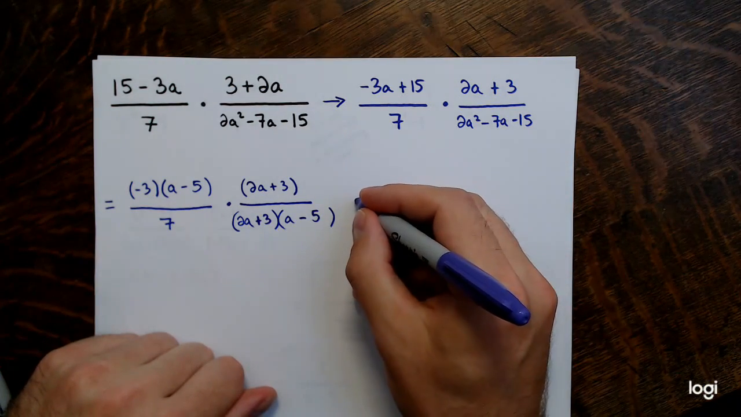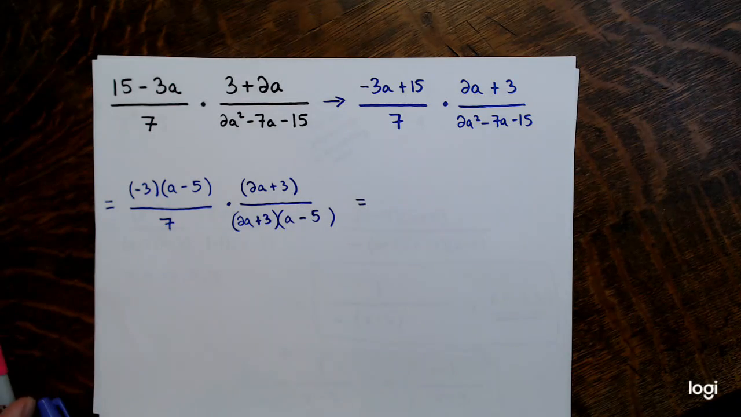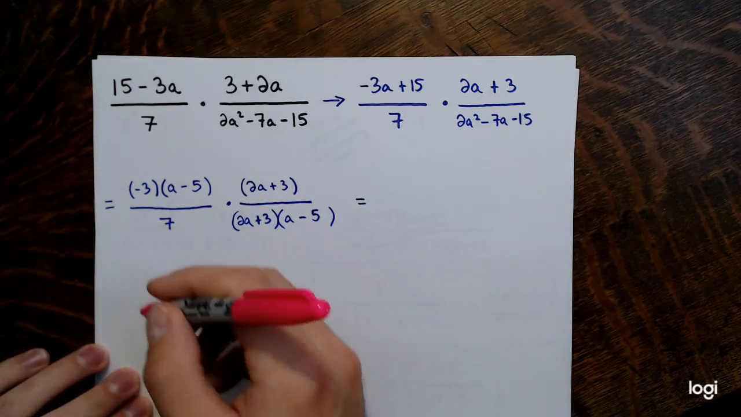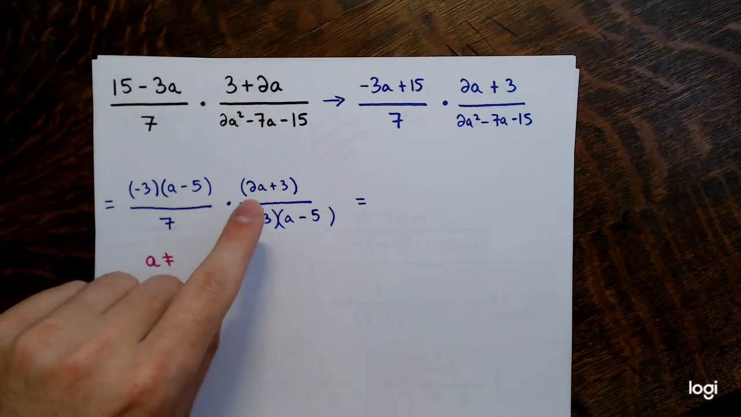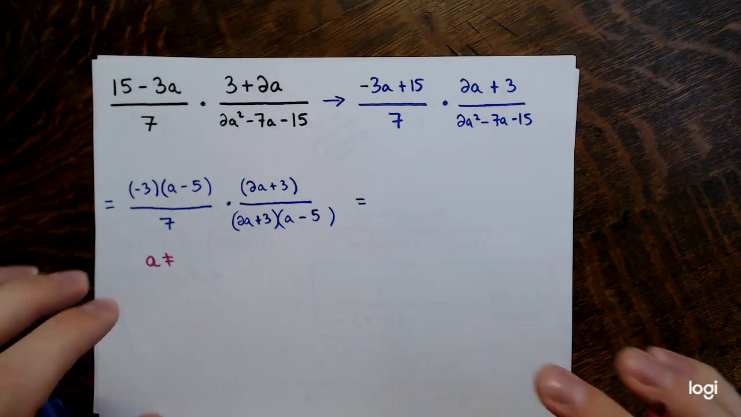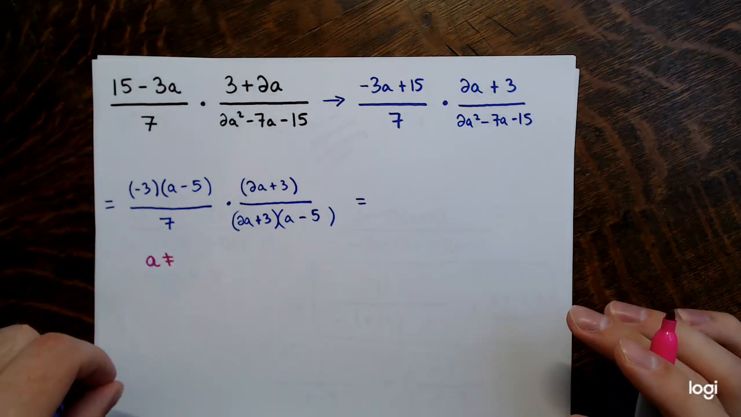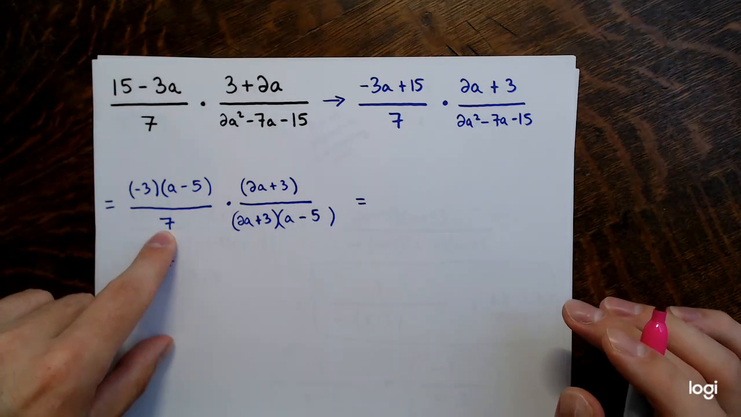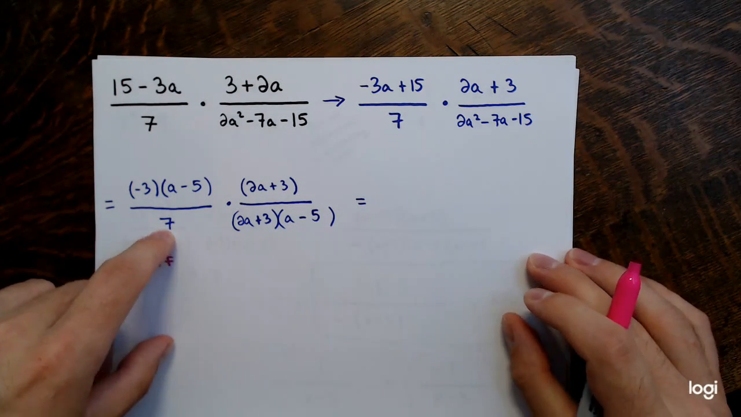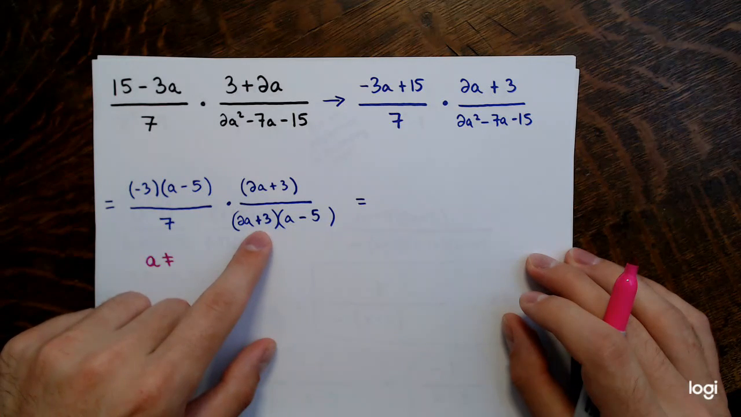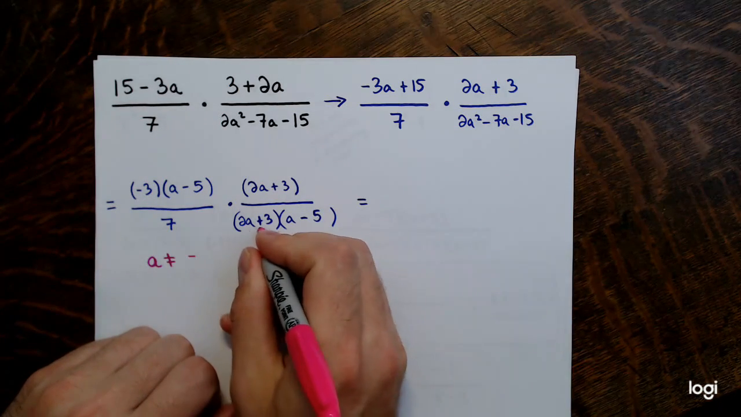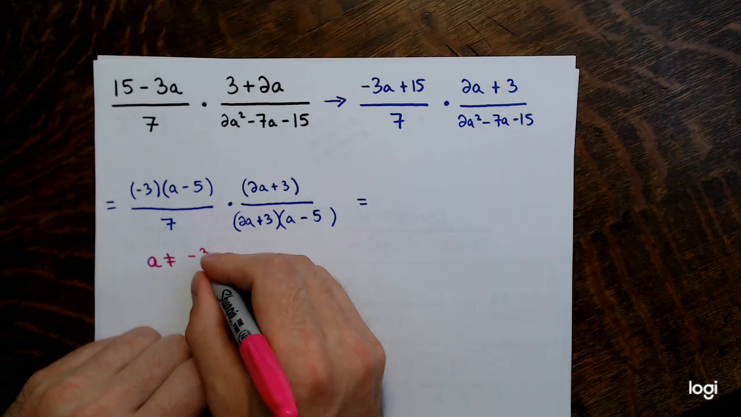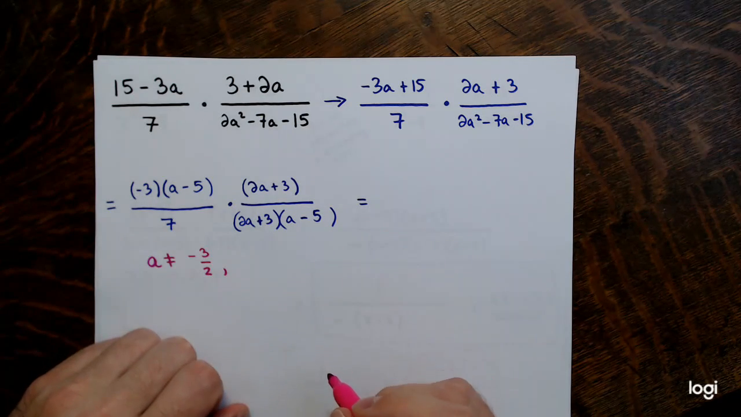Great. And then before I multiply, I'm going to put down here the values that a cannot be equal to, the values that I cannot plug in for the variable. Now I'm only focused here on the denominators, right? The denominator can't be 0. So this factor 7, that's never going to be 0, so I don't have to worry about that. But 2a plus 3 in the denominator, that could be 0 when a is negative 3 halves, if you were to set that equal to 0 and then subtract 3 and divide by 2. So a cannot be negative 1.5 or negative 3 halves.